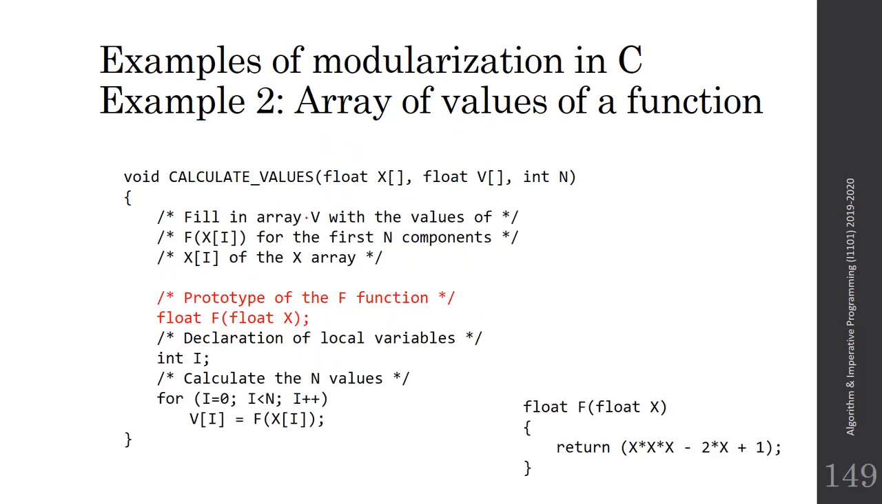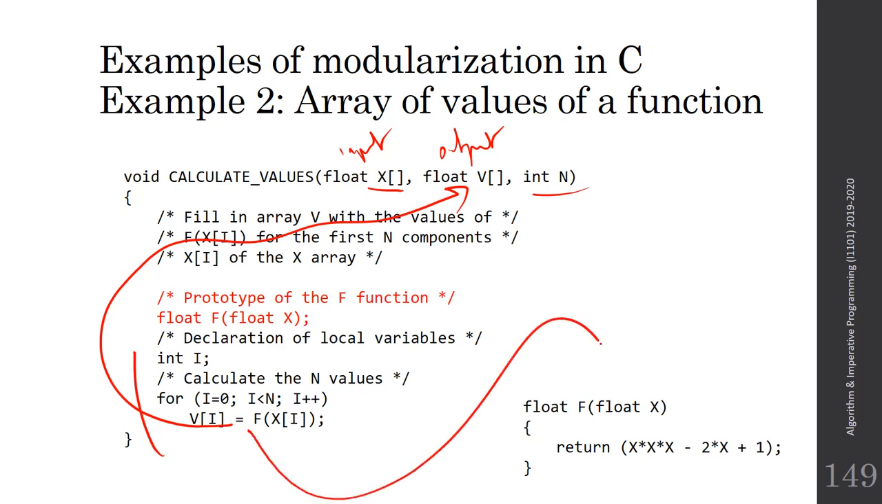For calculating the value, I have the first parameter, which is the array, already filled, which is input. Float v is the output array. It contains the value of the function, and n is the dimension because I need to loop. So I'm looping from i equal to 0 to n, and I'm placing in v of i, in the output, the value of f of x of i. So I wrote a function called f, which calculates x cubed minus 2x plus 1.